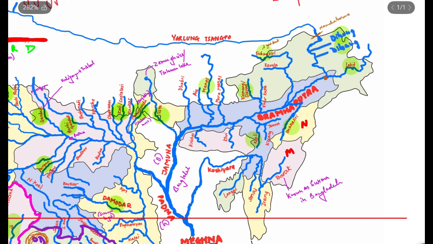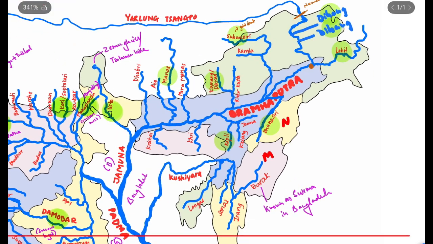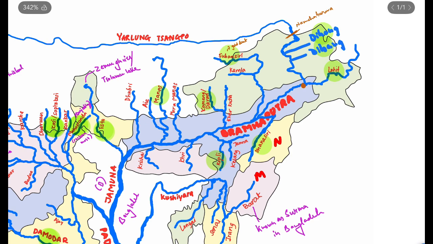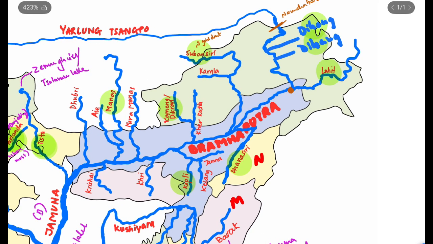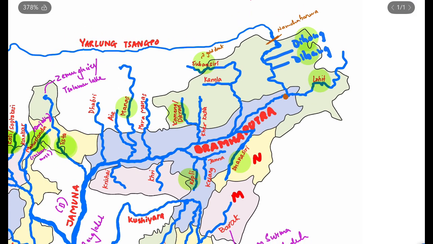Let's see now. Brahmaputra is known by the name Yarlung Tsangpo in China. It originates from Chemayungdung Glacier. You have to know that. Then it comes into India. It enters India through Namcha Barwa. Then it is joined by Dihang and Dibang. Then it comes here, and Lohit joins it.